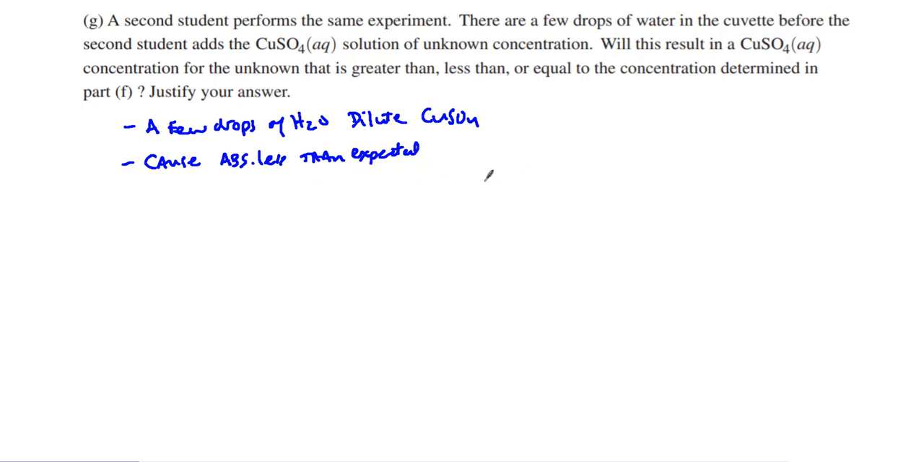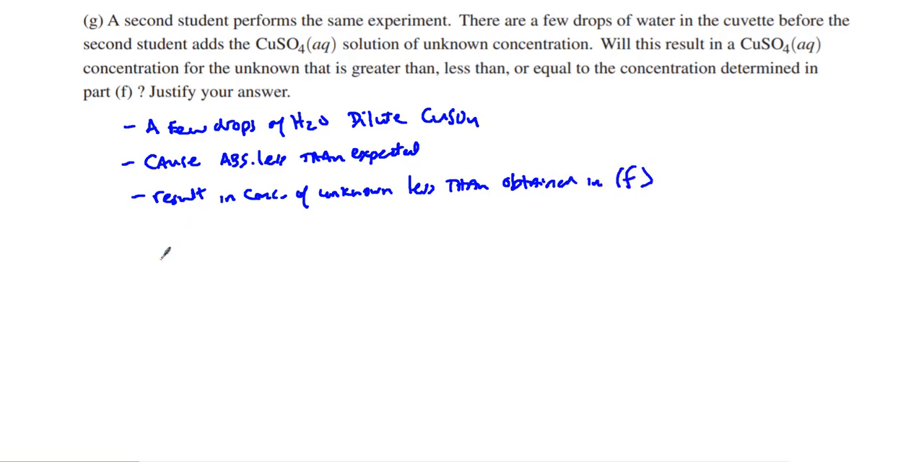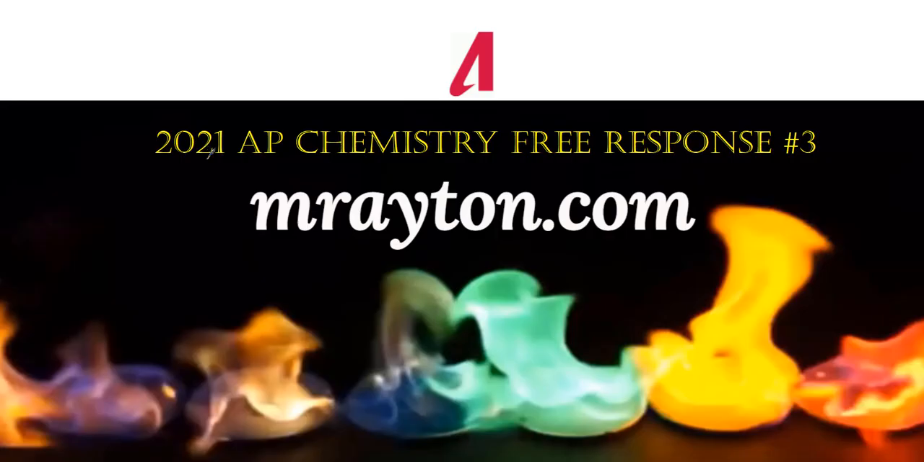If the absorbance is less than expected, this would result in the concentration of the unknown being less than we obtained in part F. And so that is a logical approach. When I get these laboratory error problems, I just go logically. What do the few drops of water do? What will that do to the absorbance? What will that do to the concentration? I take it step by step, and we end up getting less than part F. And that's question number 3.